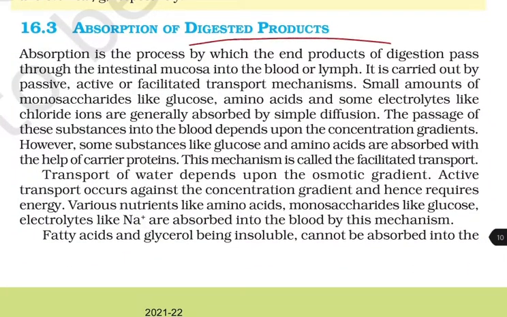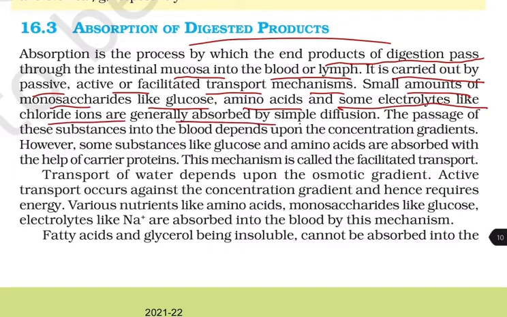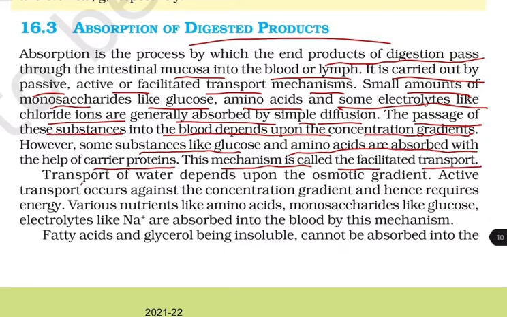Absorption of digested products. Absorption is the process by which the end products of digestion pass through the intestinal mucosa into the blood or lymph. It is carried out by passive, active or facilitated transport mechanisms. A small amount of monosaccharides like glucose, amino acids and some electrolytes like chloride ions are generally absorbed by simple diffusion. The passage of these substances into the blood depends upon concentration gradients. However, some substances like glucose and amino acids are absorbed with the help of carrier proteins. This mechanism is called facilitated transport.